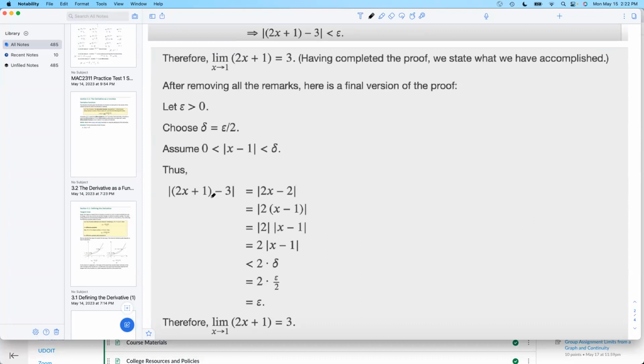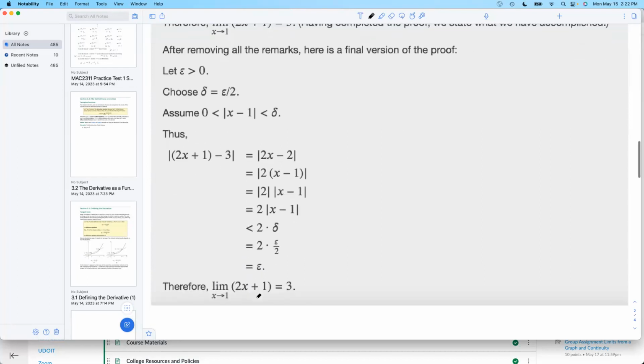then this thing that I'm looking at, the distance between the function and L, the limit, equals that. Pull the 2 out of the absolute value. Wait a minute, I know that thing's less than delta right there, so this line must be less than twice delta. But I get to choose delta. I chose delta to be epsilon over 2, so this thing here must be less than epsilon. That's what a formal proof would look like.